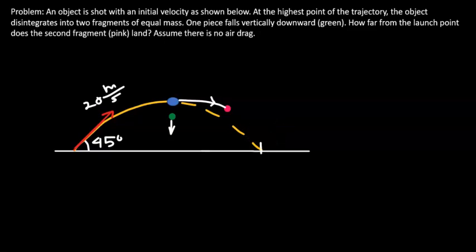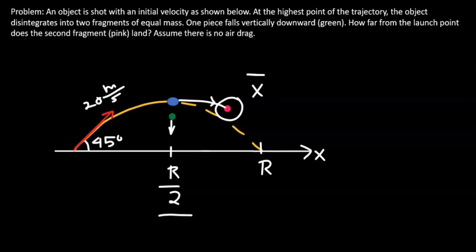Let's call the range of that original trajectory capital R, and this point that corresponds to the highest point is R over 2, half the range, and the range is measured from the launch point. What that means is this is also the location where the center of mass of the fragments land. We know where the first fragment lands, so we assume the x-coordinate where the second fragment lands to be, say, x bar.